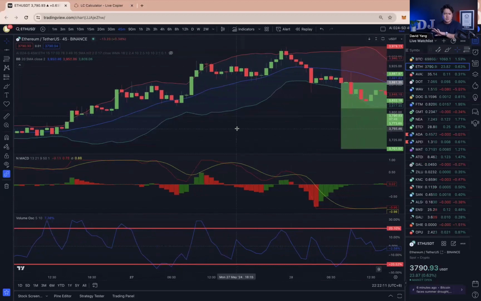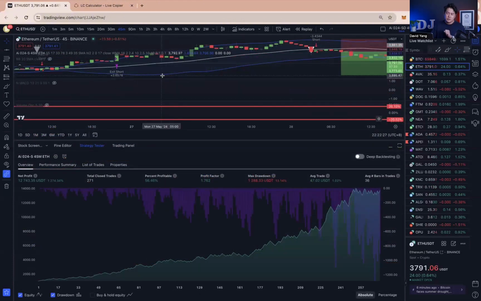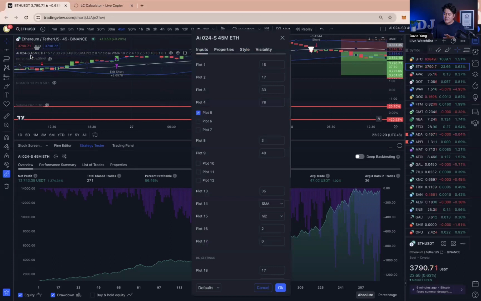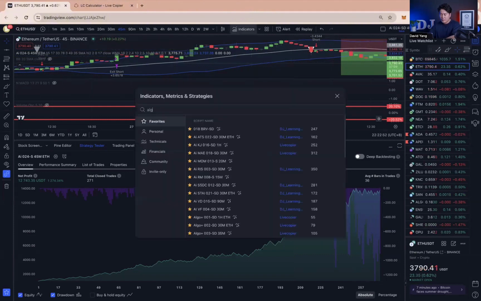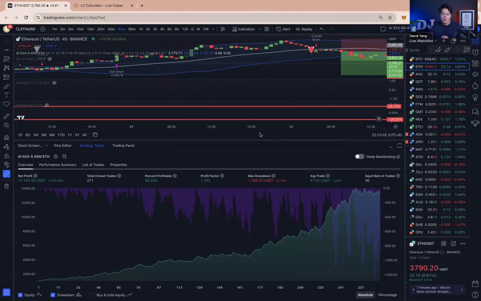This is how I'm going to use these strategies. And after going through all the backtests, I came up with AI024. But AI024 is a bit different here because I changed the parameters. The fast length is 15, the slow length is 17. It's a bit different because I'm trying to find the best result in these parameters. Once you go into indicators, you search for Algo Plus AI024. Remember, you need to add it into your TradingView so that you can go through the whole backtest to see the result.